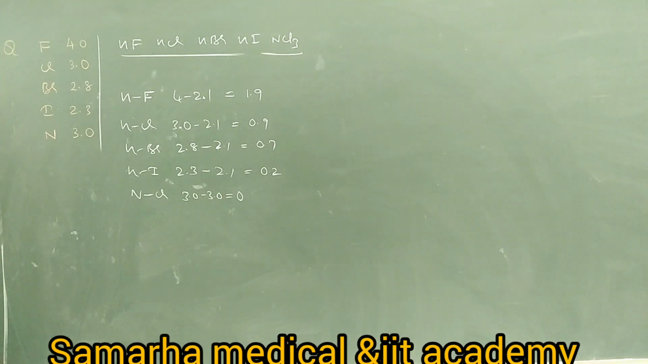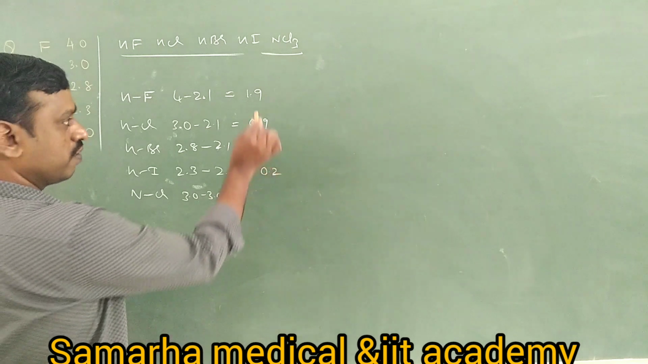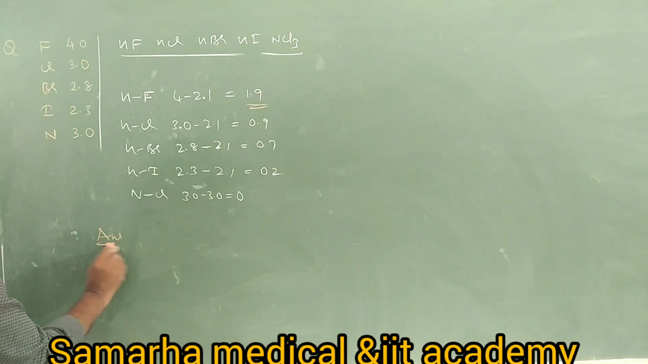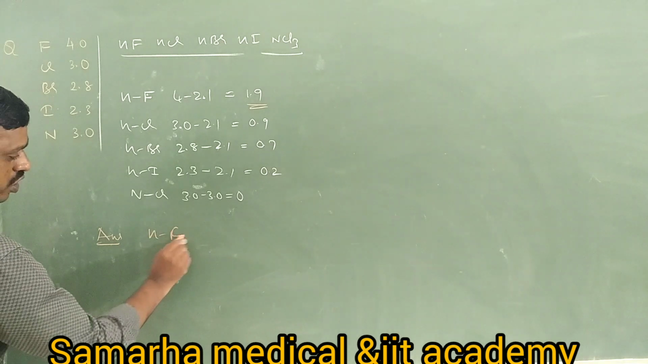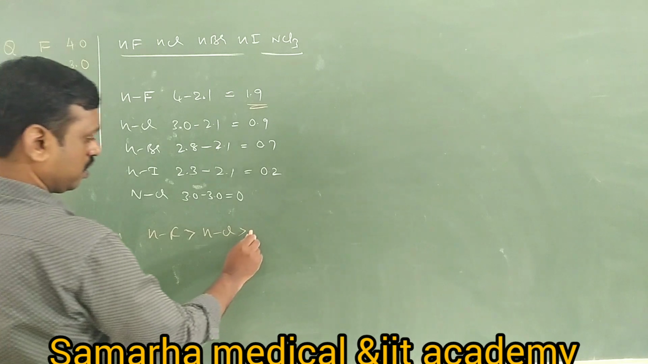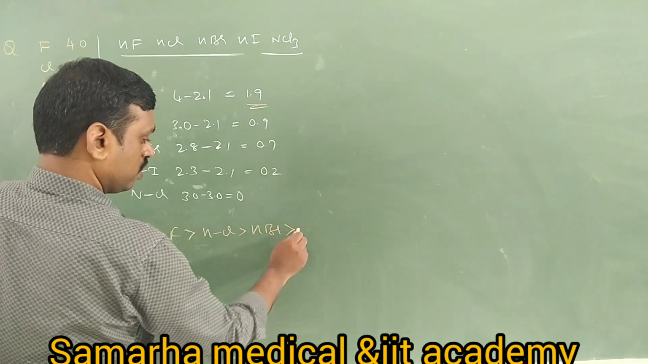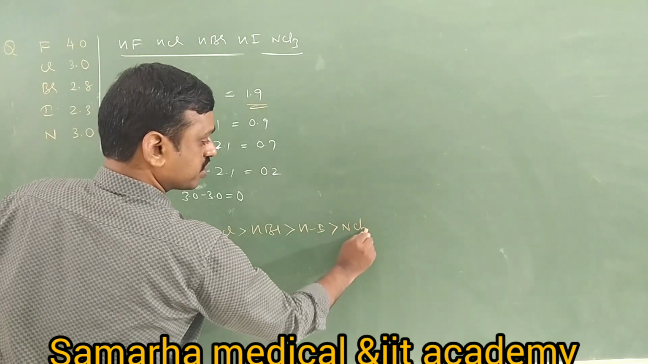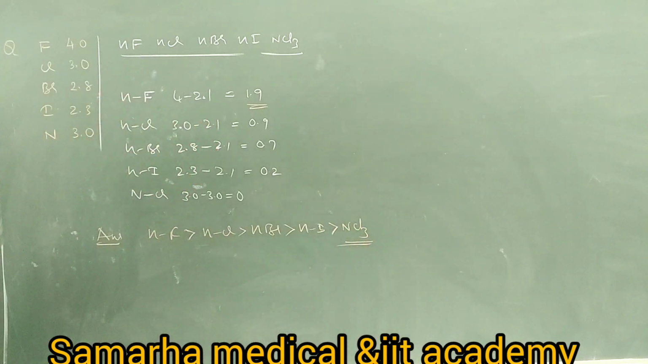Tell me where the difference in EN is more; that is more stable, right? So the answer is HF is more stable than HCl, HCl is greater than HBr, HBr greater than HI, and HI greater than NCl3. Which is least stable? NCl3. Its difference is 0.